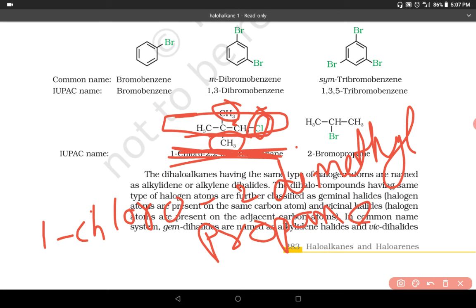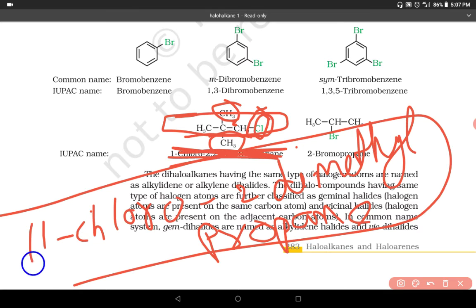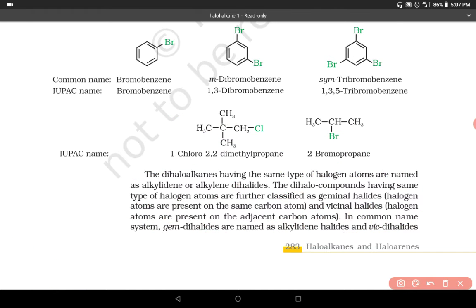Is this correct? Let's remember this name. So 1-chloro dimethyl propane, 1-chloro, sorry, 2 I mentioned, but I need to mention the two times. Sorry for that. That is the thing, I forgot how to mention that.